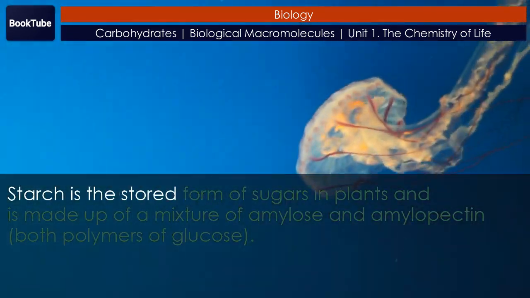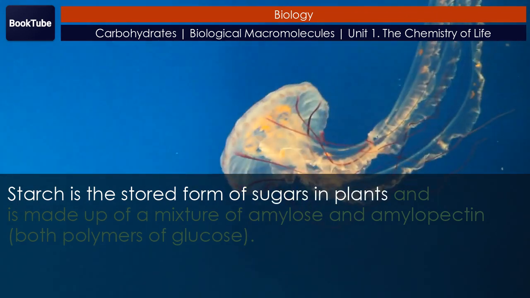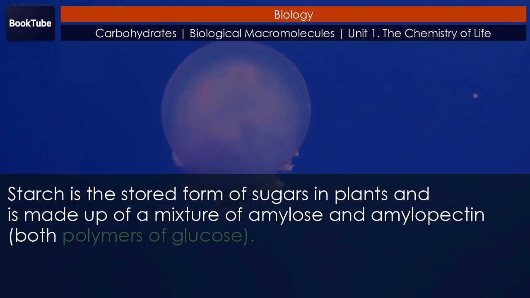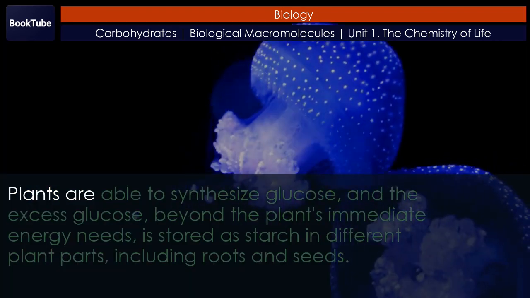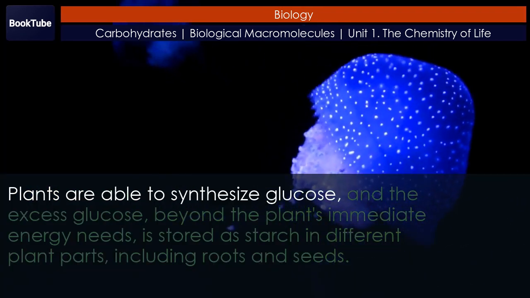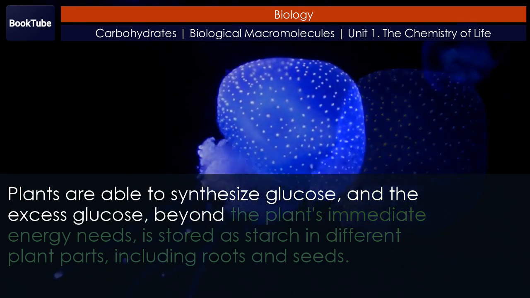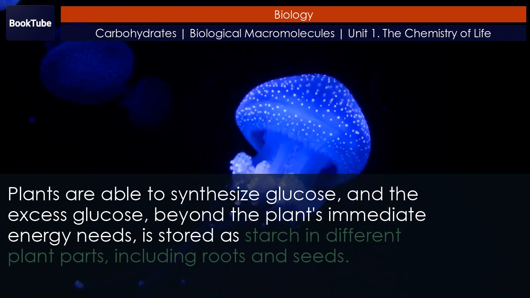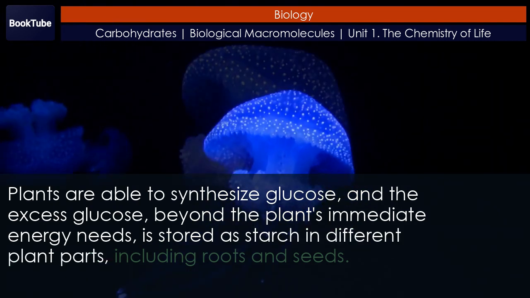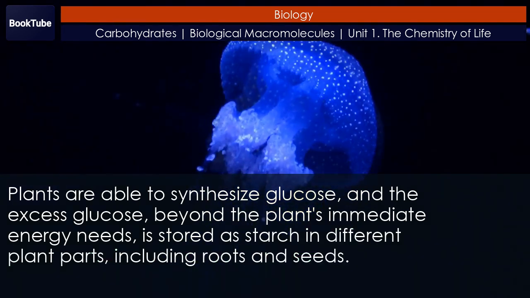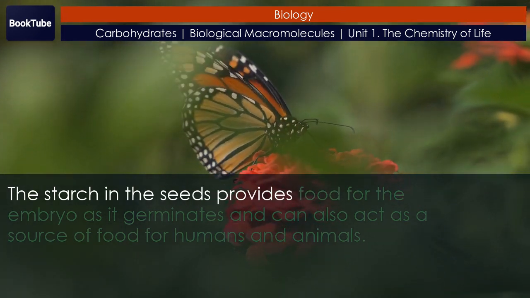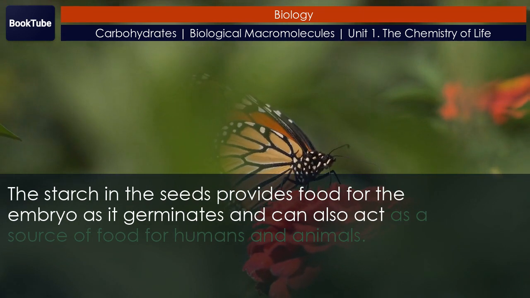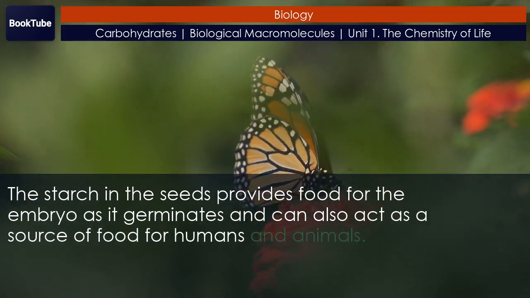Starch is the stored form of sugars in plants and is made up of a mixture of amylose and amylopectin, both polymers of glucose. Plants are able to synthesize glucose, and the excess glucose, beyond the plant's immediate energy needs, is stored as starch in different plant parts, including roots and seeds. The starch in the seeds provides food for the embryo as it germinates and can also act as a source of food for humans and animals.